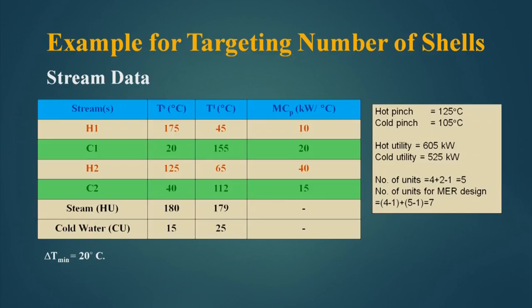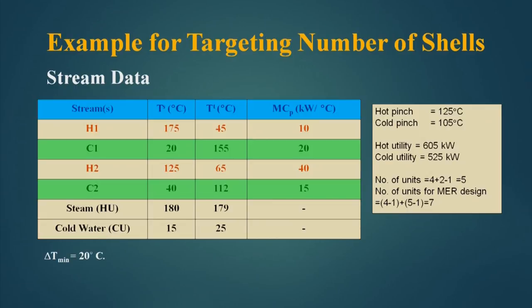To see how the cells targeting is done, we will show this through an example. Here we see a stream data table which has two hot streams and two cold streams, one hot utility, steam, and another cold utility, which is cold water. So, in fact, we have six streams here whose supply and target temperatures are given and MCP values are given.